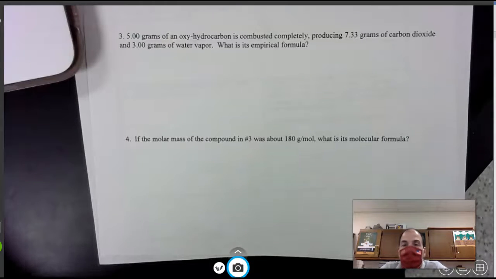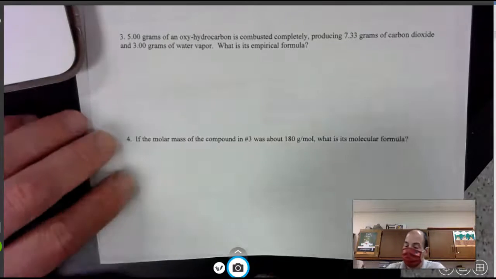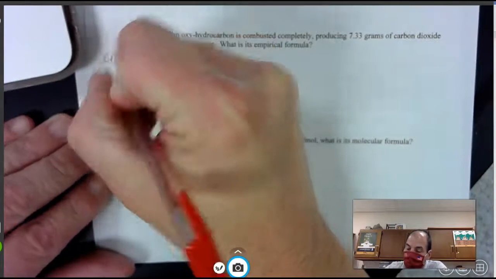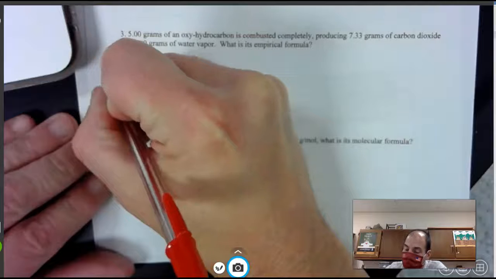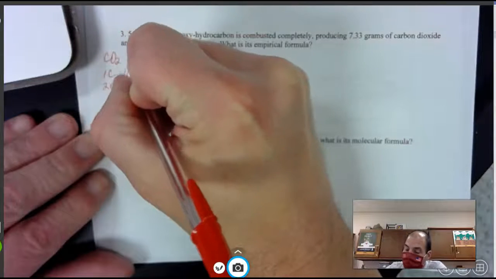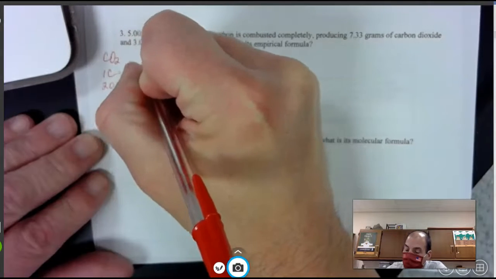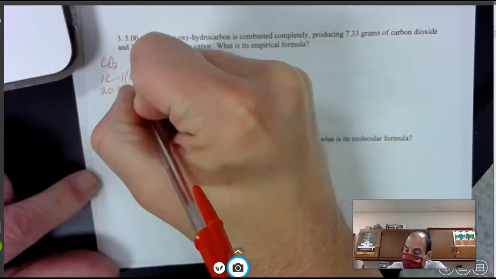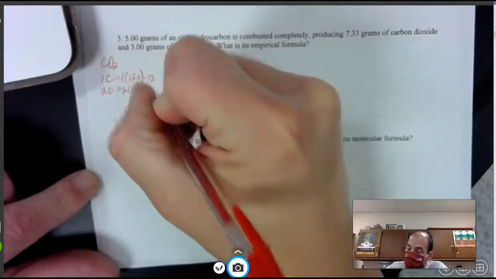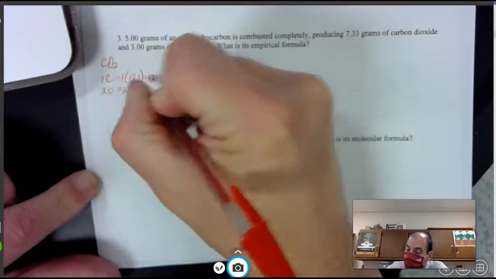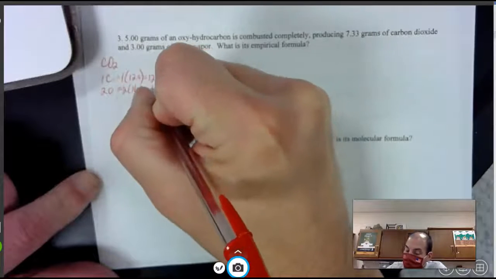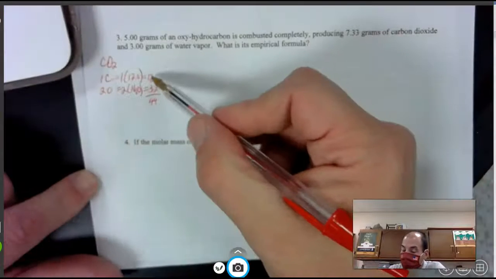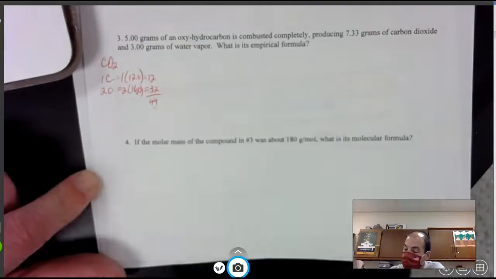All right, so we're going to start just like we did with carbon dioxide. As a reminder, when we talk about carbon dioxide, CO2, it's made of 1 carbon, 2 oxygens. Carbon has a molar mass of 12 grams per mole. Oxygen has a molar mass of 16. So carbon contributes 12. Oxygen contributes 32 for a total of 44. So that means that carbon is 12 out of every 44.